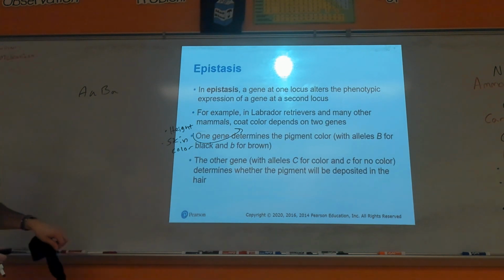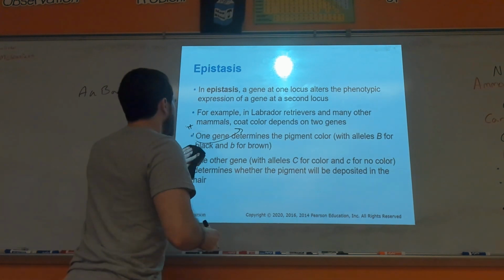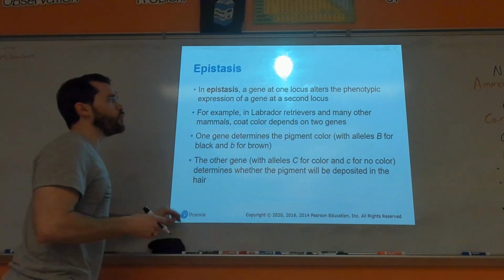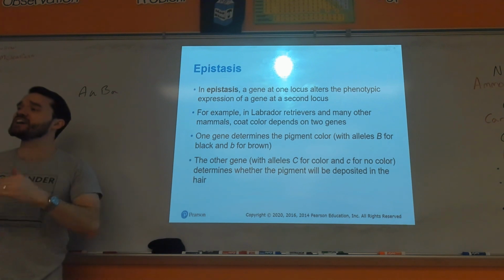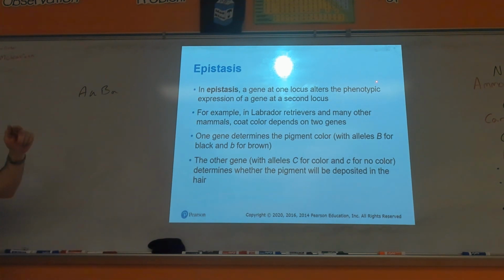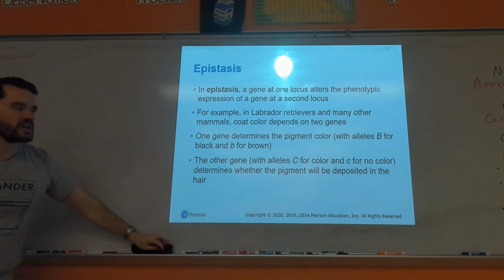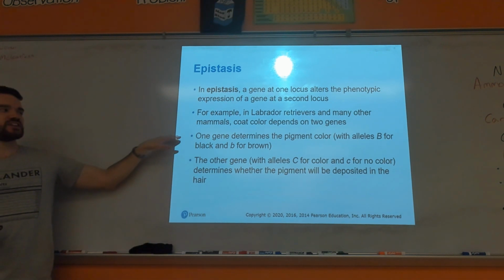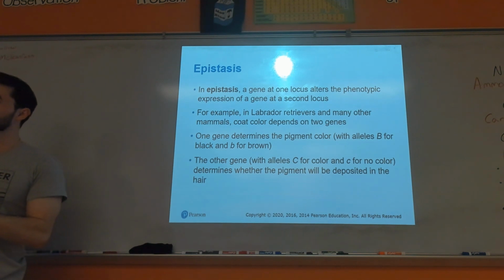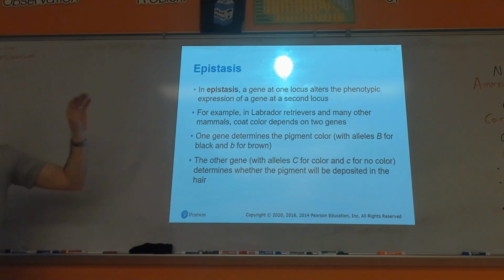All right. Epistasis. This is an interesting one. Epistasis is saying a gene at one locus, remember a locus is the location on a chromosome, will affect the phenotype of a gene at a second locus. So the example they're giving here is the coat color in labs. There is one gene that will control the pigment color of lab coats.